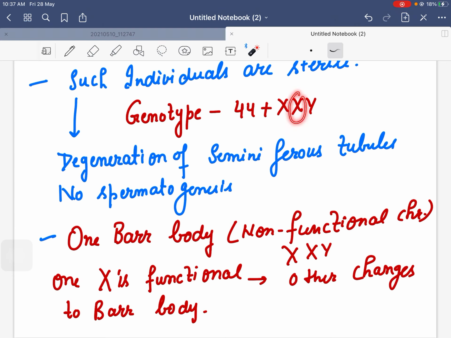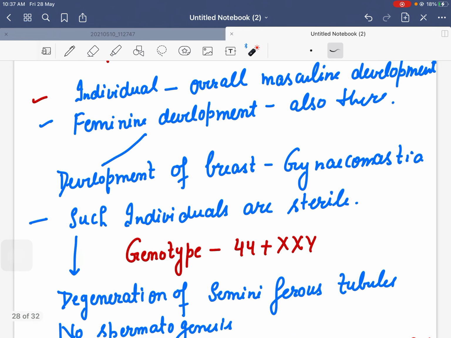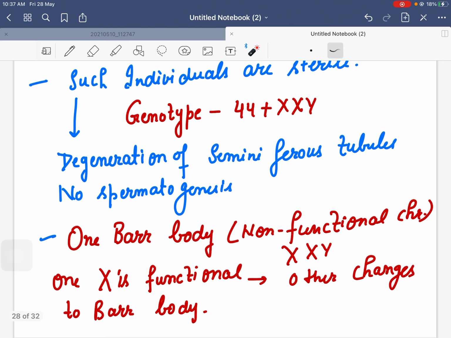So one chromosome is functional, but another chromosome is present, and due to the presence of this chromosome, a person develops feminine development, but this is reduced. This is not properly functional, so this is known as a Barr body. The name is given after the scientist who discovered it.